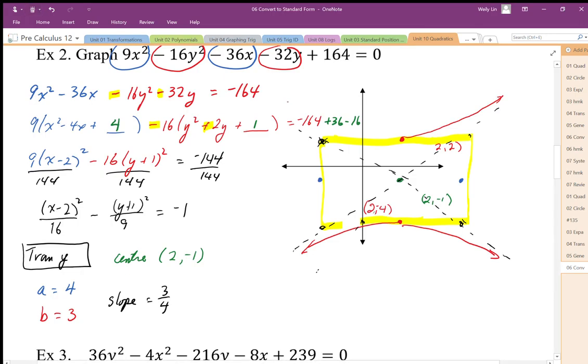So there we go. Okay, so there's my vertices, 2, negative 4, 2 over 2 up. There's my slope of 3/4, negative 3/4, positive 3/4 going this way, negative 3/4 going this way. My A value shows up as the edge of that rectangle. My B value shows up along the vertical here.